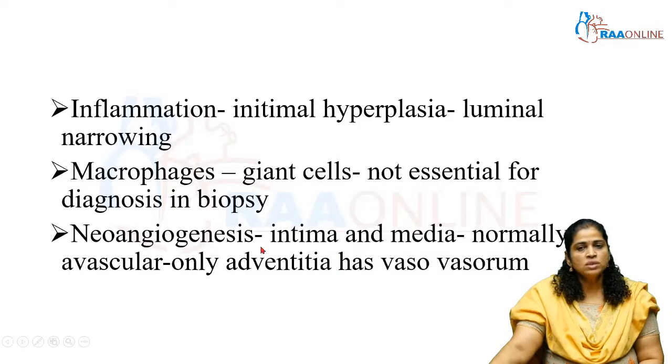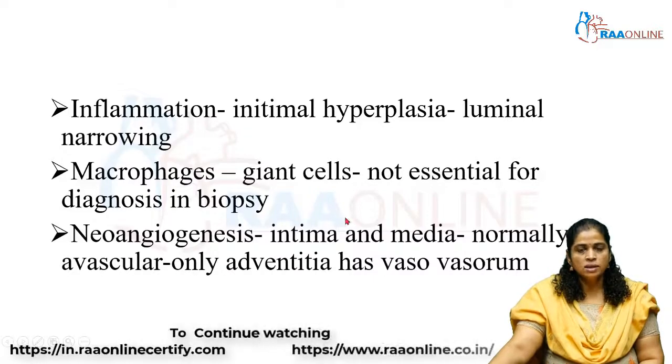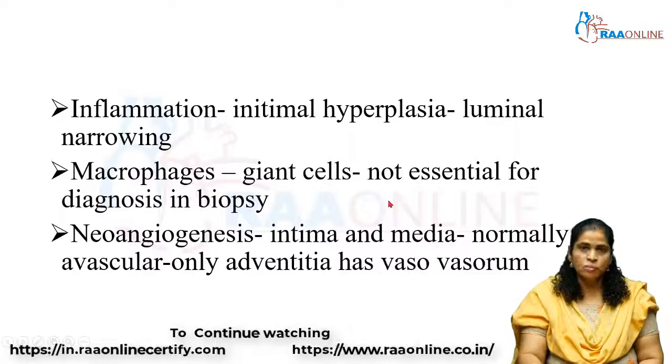You can see neoangiogenesis, that is, normally only the adventitia, the outermost part of the blood vessel, has blood supply, the vasa vasorum. But in this condition, there is neoangiogenesis, which is abnormal. So the intima and media, which are the inner and middle layers and are normally avascular, start developing new blood vessels as part of the inflammatory process.